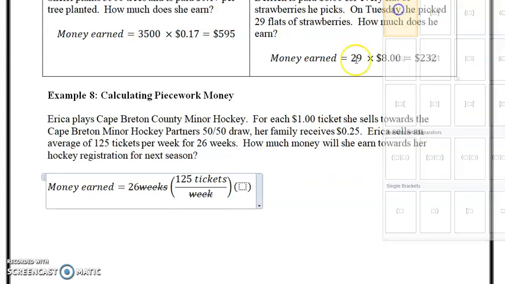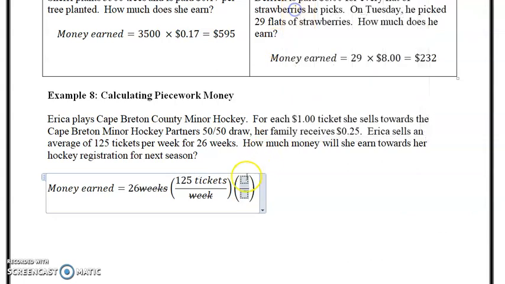All right, so I'm going to do this like a conversion factor question, like when we're doing multiple conversions. The money earned is 0.25, so that's 25 cents per ticket. So the money earned is equal to 26 multiplied by 125 multiplied by 0.25. So the family earns $812 over the course of the season, which would help pay for registration and equipment.